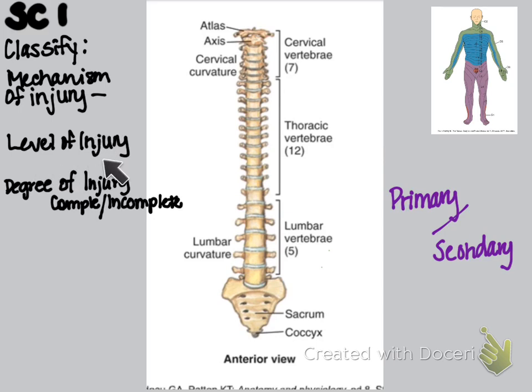Then your level of injury, which bone, and which neurological, lowest neurological point that you can have motor function on both sides. So that would be part of your level of injury. And then your degree of injury, it can be complete or incomplete. Was the spinal cord completely severed? Is there a complete loss below the level of injury? Or is there incomplete? Is it mixed? Is there some voluntary motor activity on one side?